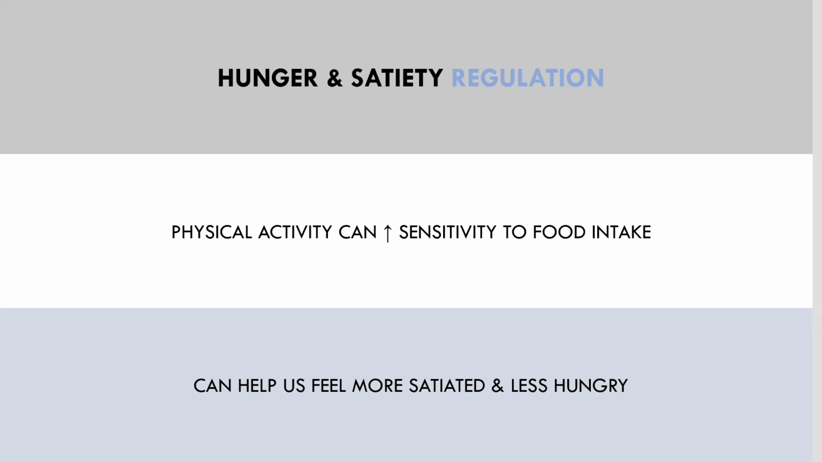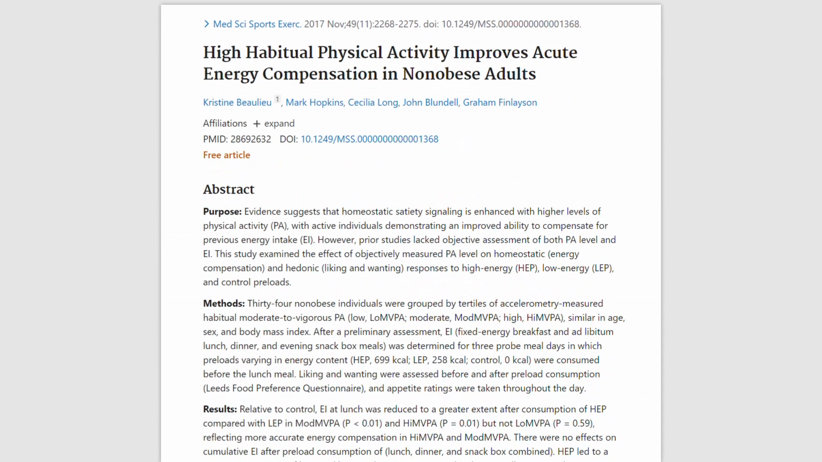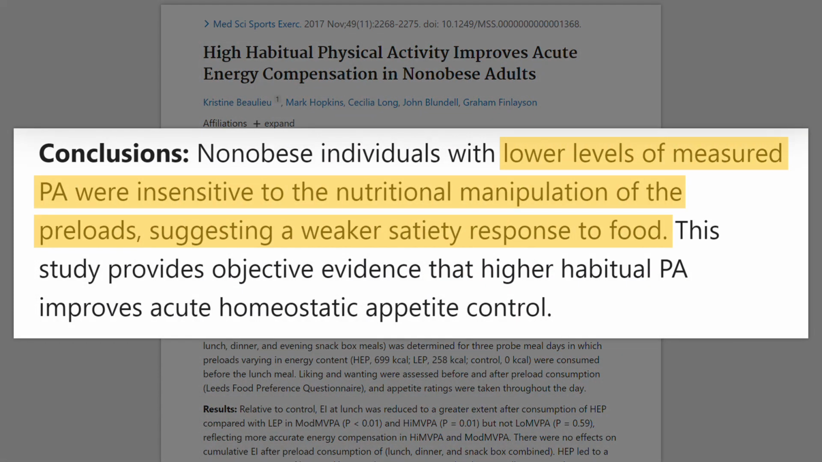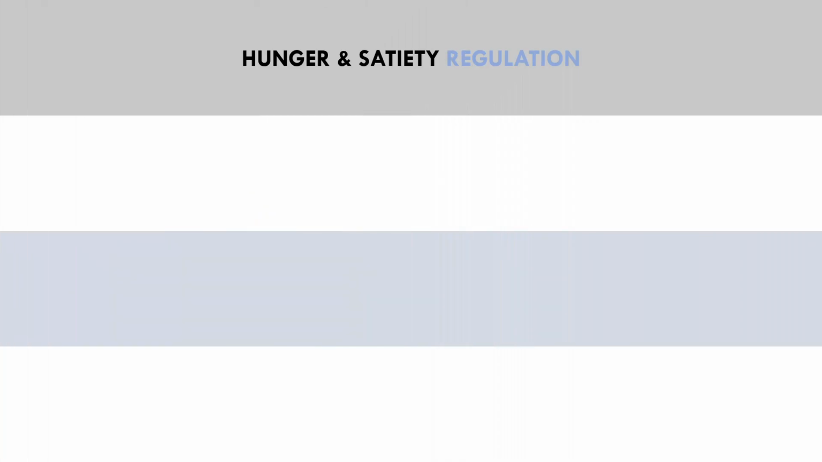This study explored the effects of habitual physical activity levels on the response to food intake. It was found that individuals with low daily physical activity levels experienced lower satiety levels from food intake compared with those who had a moderate or high physical activity level. This suggests that being generally more active seems to improve appetite control and regulation.